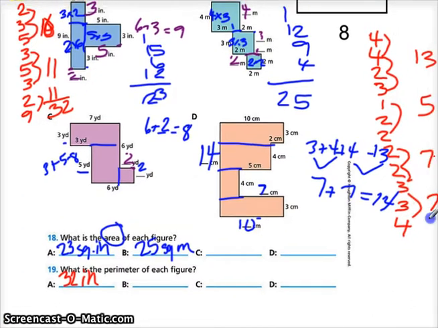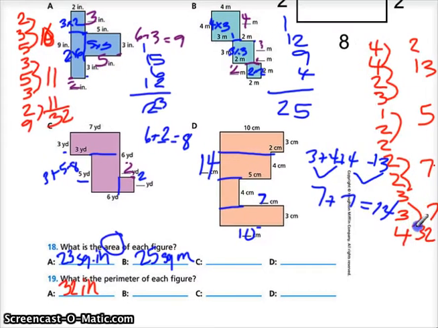Carry my 1. And I have 32 again. Oops. Meters. Okay, go ahead and find the perimeter for C and D. If you need extra scratch paper, please work on extra scratch paper.